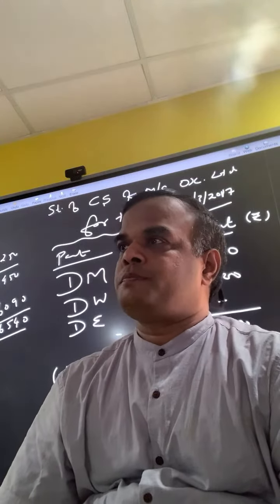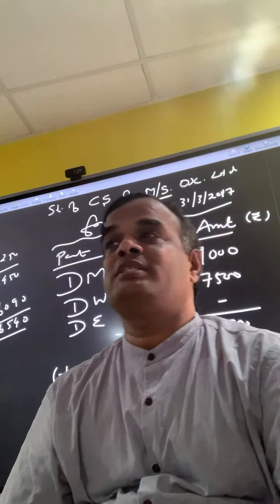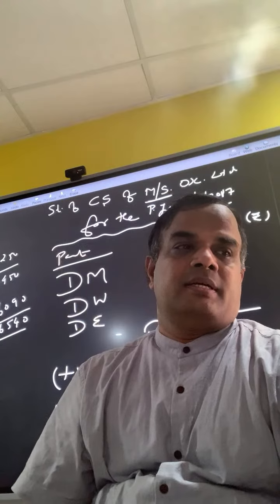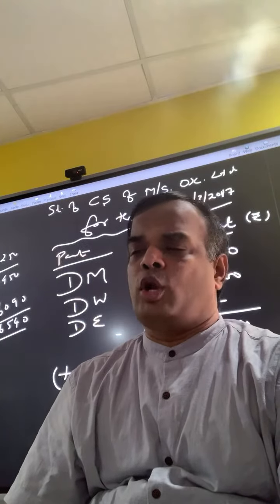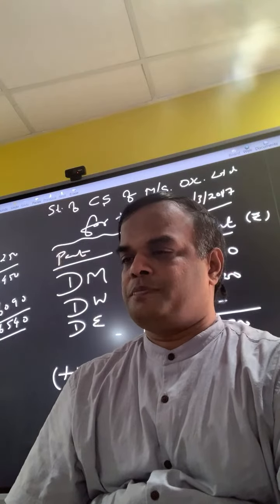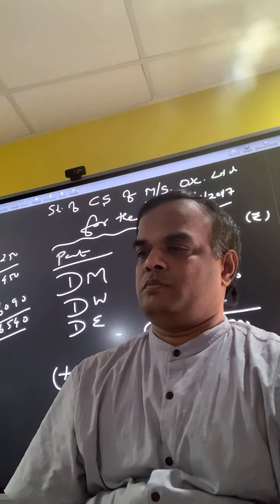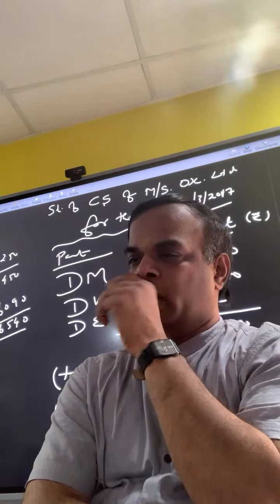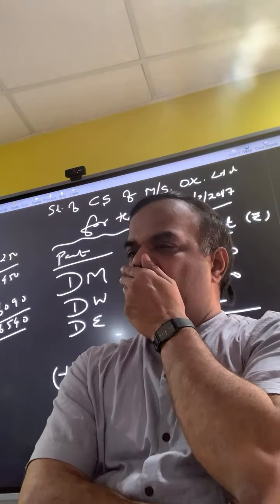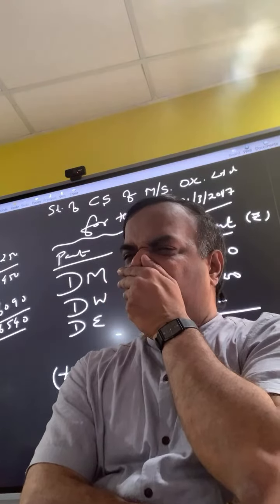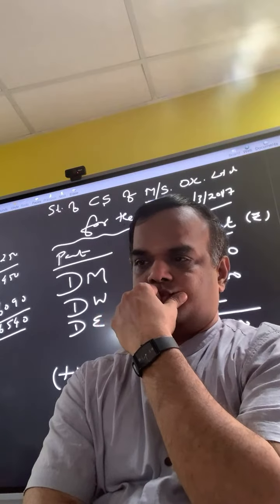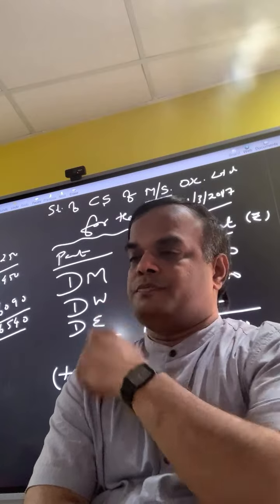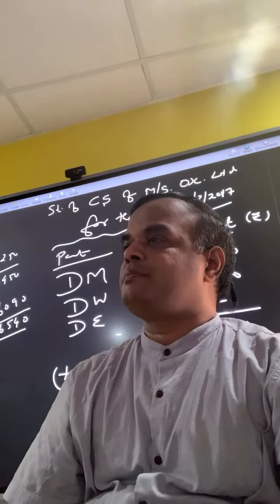Total is equal to stock of goods. How much? 33,900. It's called cost of raw material consumed. Cost of raw material consumed. How much is the cost of raw material consumed?